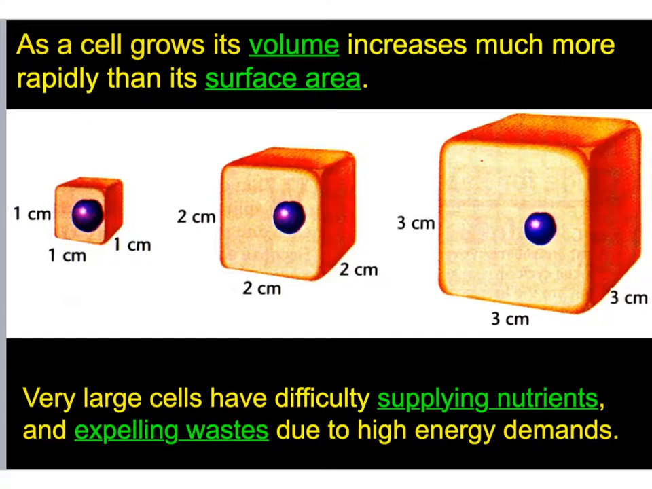Now the problem as cells get larger is that the volume of the cell increases more rapidly than the surface area. There's actually a mathematical reason for that, which I'll show you in just a second. Small cells are very efficient. They can supply nutrients inside of them very easily. They can get rid of waste. They can move things from one side of the cell to the other. And so that's why cells are tiny and microscopic. It's because of this surface area to volume ratio issue.